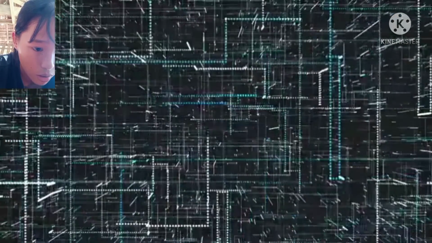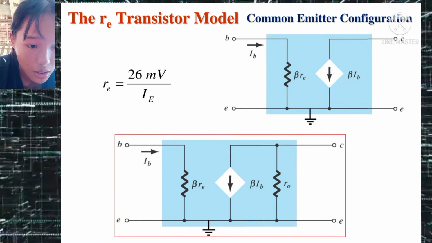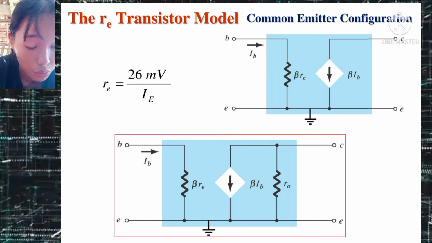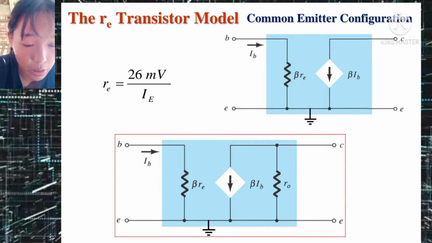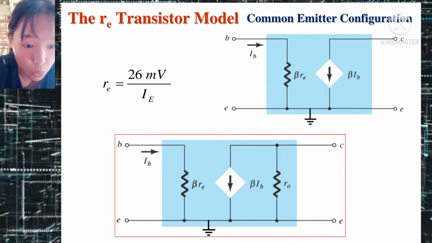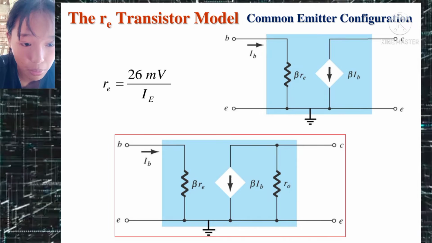As we recall, the diode resistance is determined by rD equals 26 millivolts over ID. Using the subscript e, because the determining current is the emitter current, this will result in re equals 26 millivolts divided by Ie.